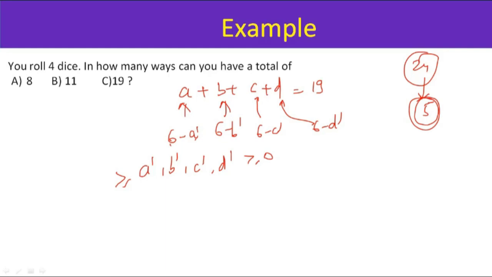Five, very good. Because if you put A prime as 5, this becomes 1. A equals 1 is possible. A can't be 0, so you can't put A prime equals 6. So the maximum is 5, right?